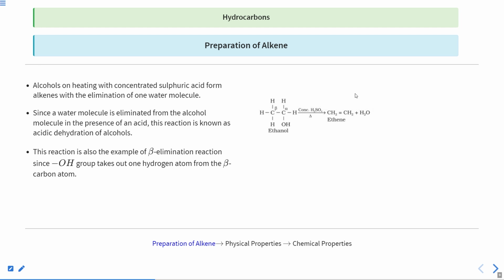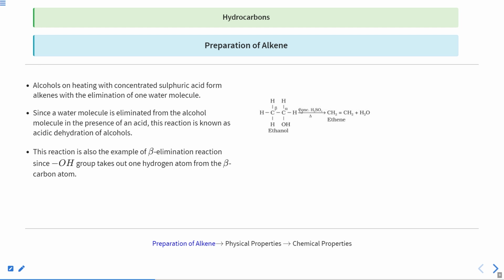Again, you should keep the reaction conditions in mind, that this is also a beta elimination because the hydrogen is being removed from the beta carbon. We are treating alcohol with conc H2SO4 in the presence of heat, and this on beta elimination gives us an alkene. Clear? Okay. Now, what may be the probable path that this reaction would have taken? I am just giving you a hint here.